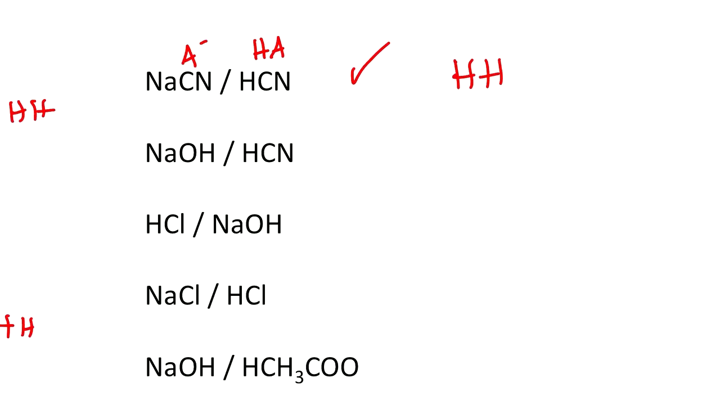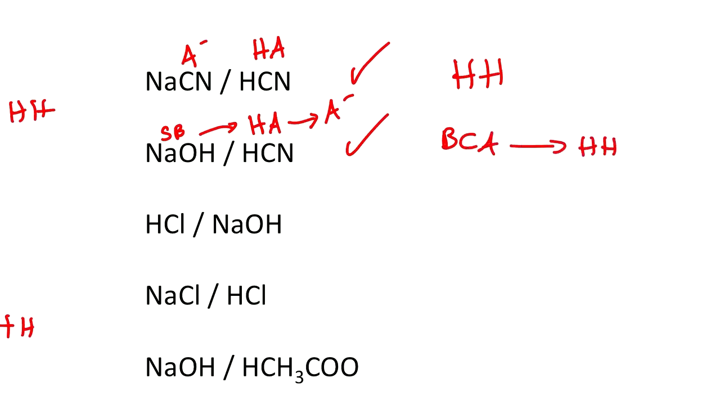All right, NaOH and HCN. Is that a buffer? Yes, it is, because HCN, that's HA, that's your weak acid. Sodium hydroxide is a strong base, so you'll neutralize some of that HA to become A minus. That is a buffer. Here you do have to BCA table, then Henderson-Hasselbalch, because you partially neutralize first.